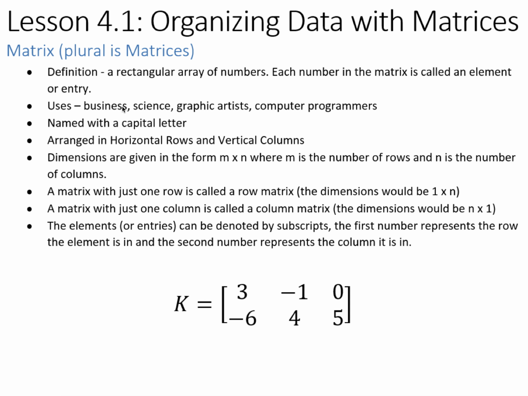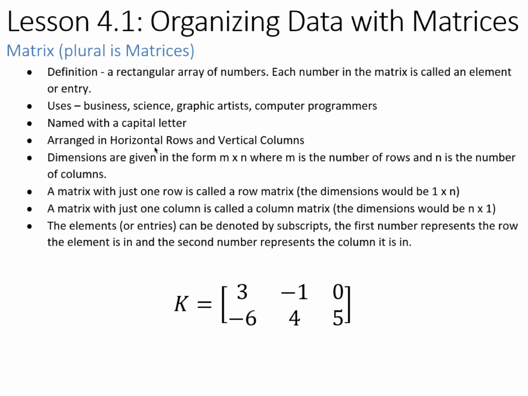Their uses are for business, science, graphic artists, computer programmers. Whenever we name a matrix, we name it with a capital letter. So this one we could call matrix K. They're in horizontal rows. So when we look horizontally, 3, -1, 0 is a row. -6, 4, 5 is a row. And then if we want to look vertically, we call these columns. So the first column is 3, -6. The second column is -1, 4. And the third column is 0, 5.